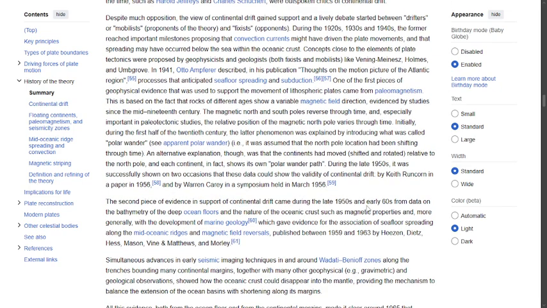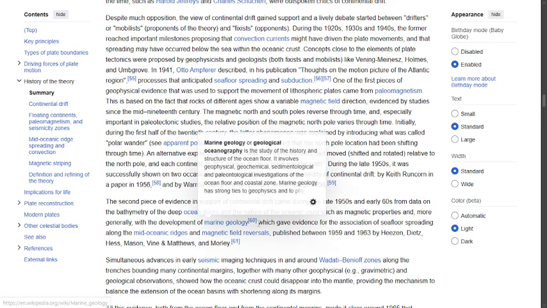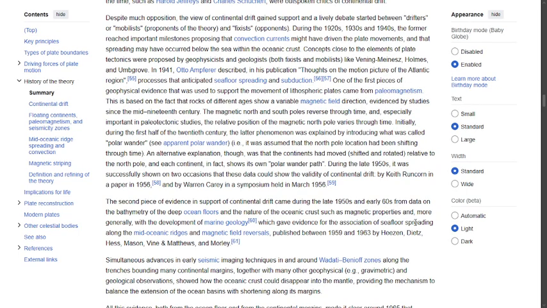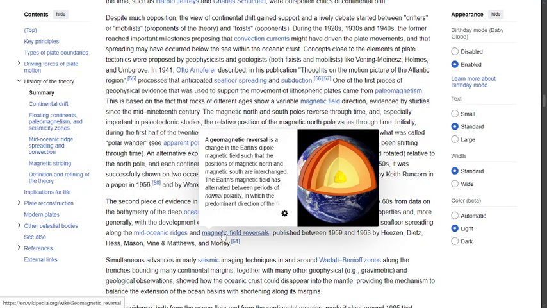The second piece of evidence to support continental drift came in the late 1950s. This is probably what I was thinking of, and late 1960s. The bathymetry of the deep ocean floors and nature of. Oh my days! Why am I yawning? It's not that boring, I hope. And more generally, marine geology, which gave evidence to the association of along the mid-oceanic ridge.